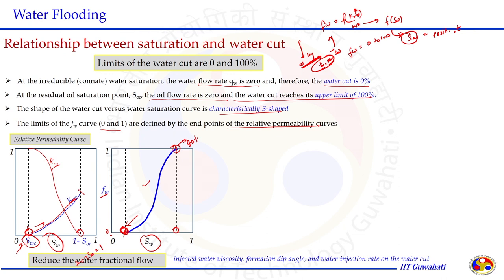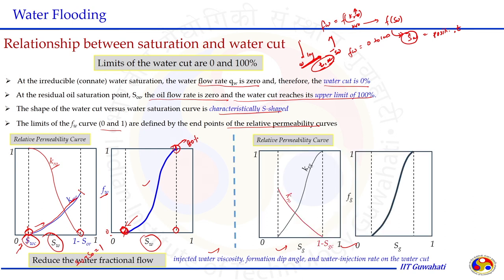By adjusting certain parameters, this can be done by altering the viscosity of the injected water, formation dip angle, water injection rate on the water cut, or some of the parameters that control the movement of the water frontal phase from injection wells towards the production well. Similar things we can discuss for the gas also. So in the similar analysis, the SG value will also vary from 0 to 1 depending on the permeability nature of both the fluids, it means the relative permeability of oil and gas in the reservoir domain.